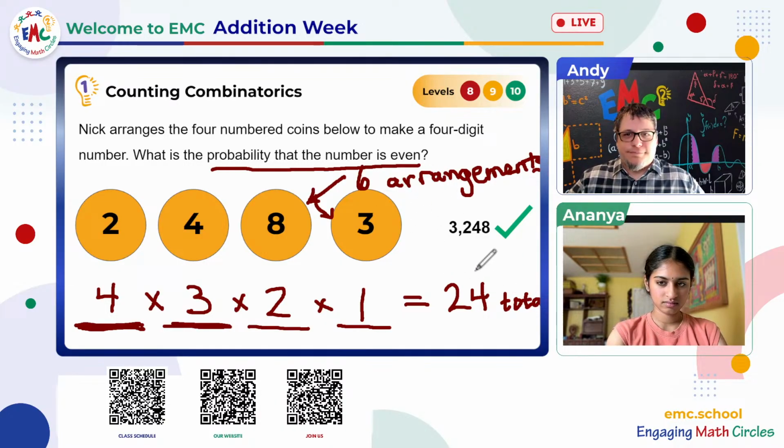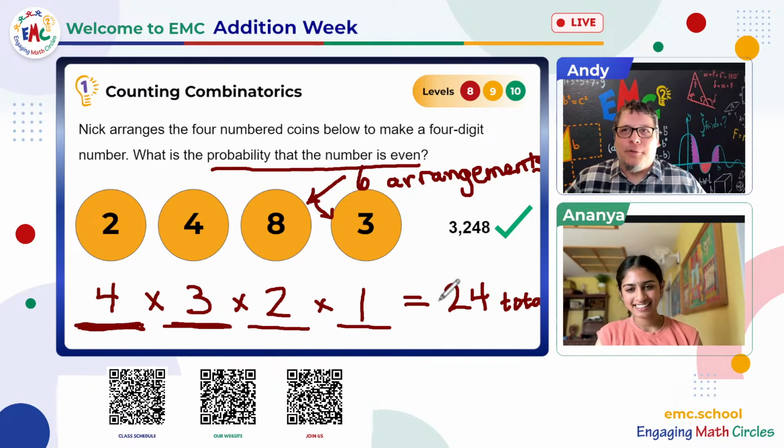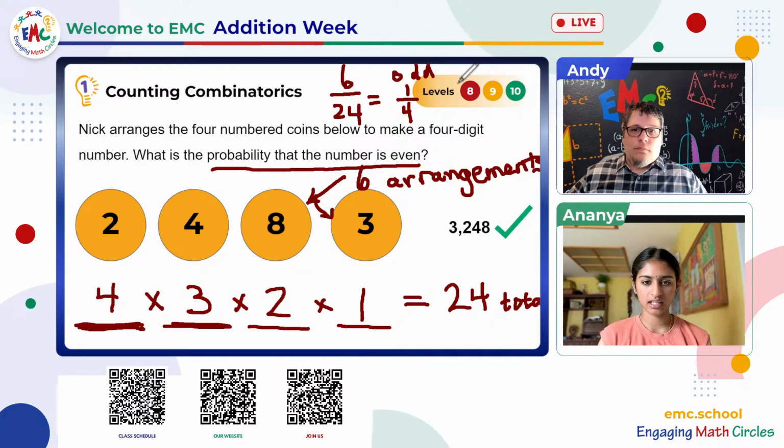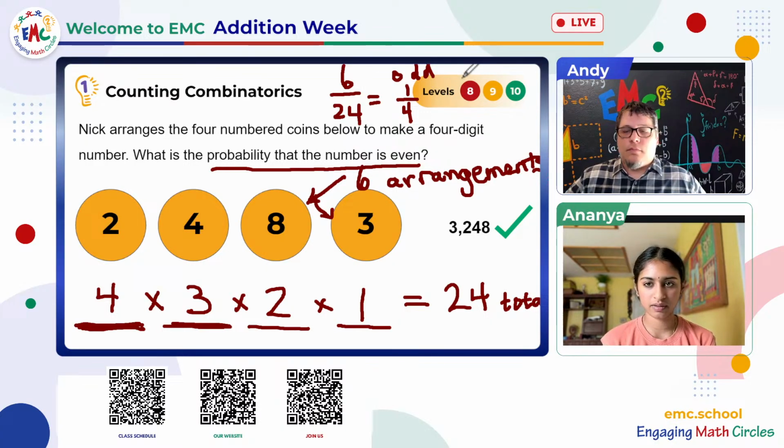Well, for those who aren't aware, I know you know. Six arrangements is the number of odd arrangements. So then 6/24 is the probability of the arrangement being odd, which is 1/4. And then the remaining 3/4 would be the probability of the number being even. Awesome. So 3/4 is 75%. Super job. Well explained.